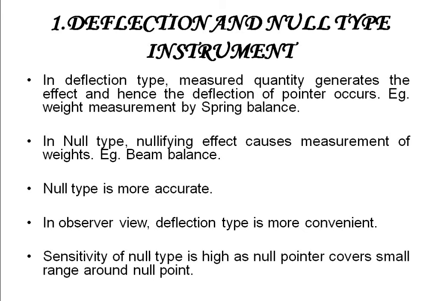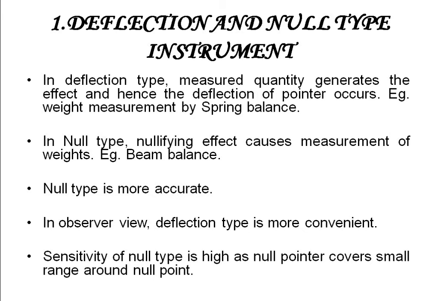When you look at the null type, it will be clearer with the deflection type. So a nullifying effect causes the measurement of the weight. Example, like a beam balance. All these we have seen even in grocery shops or roadside shops, where they make use of the weight stones on one pan, and on the other pan they keep the weight of the vegetable or the fruit they are going to buy, and then they look that there is no deflection in the pointer.